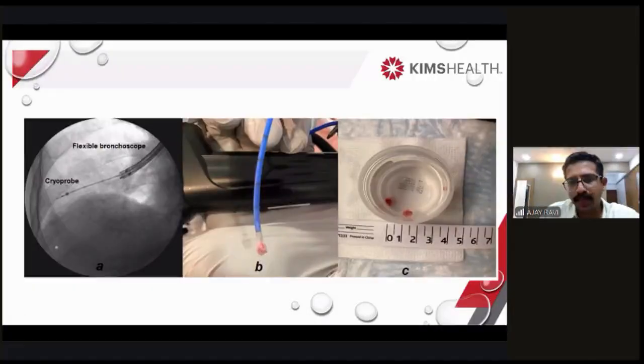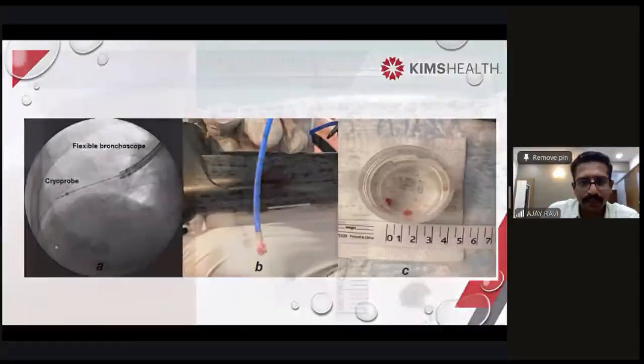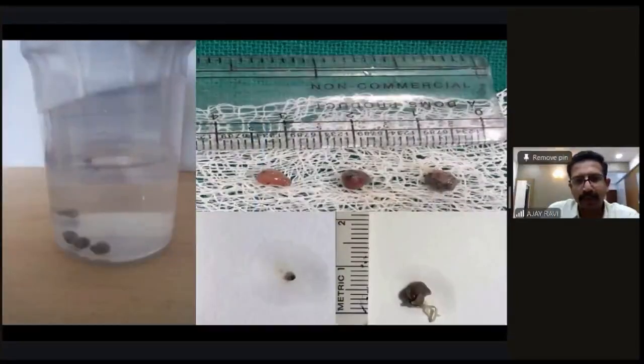So at least 5 mm size is what is recommended for a specimen. Sorry, 5 mm size is recommended for a specimen to be called adequate. So this is the specimen size you get, and if you compare, the cryobiopsy specimens are 5 mm and bigger, while the forceps biopsy specimen is maybe just 1 or 2 millimeters. So this is the procedure.